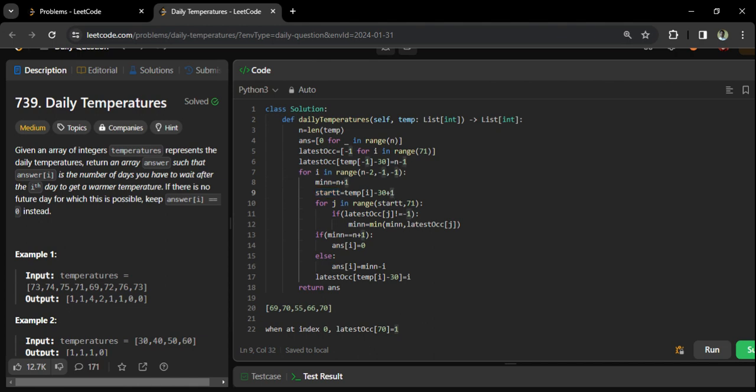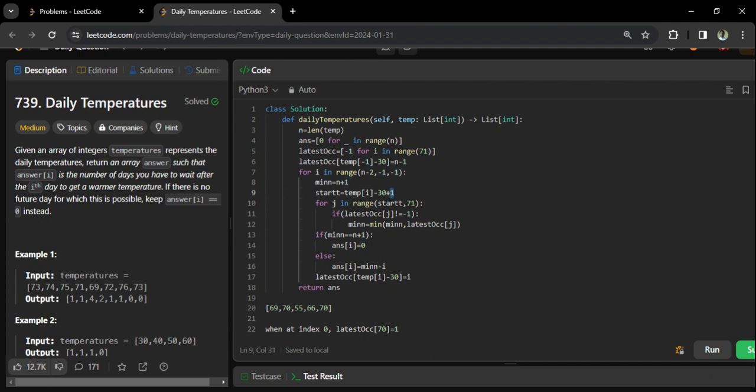Okay, so current temperature minus 30. Why am I doing that? See, there is a range of 71, right? That means the temperature 30 should fall in the 0th range. The temperature 31 should fall in index 1. That's why I'm doing a minus 30, and I have to start at an index higher than that. That's why I'm doing a plus 1.